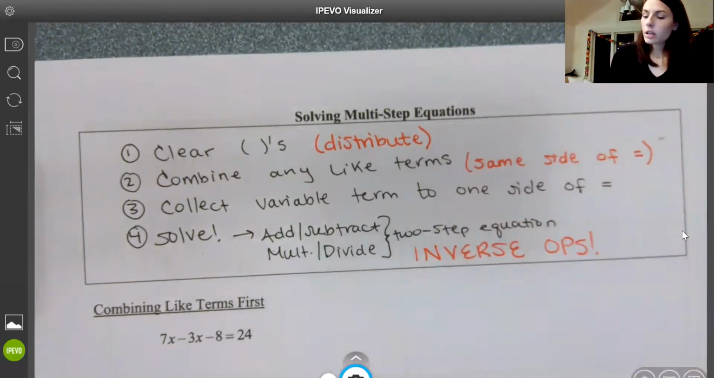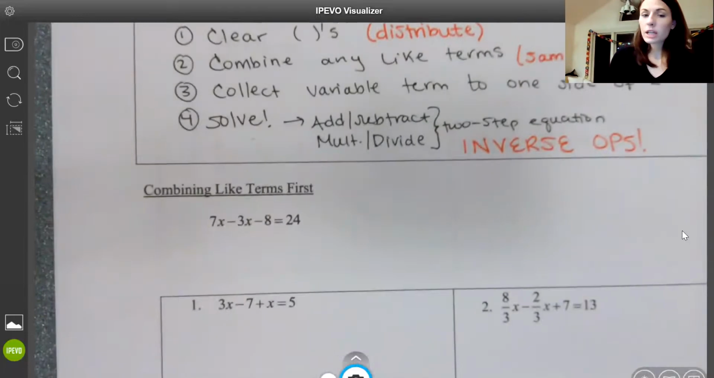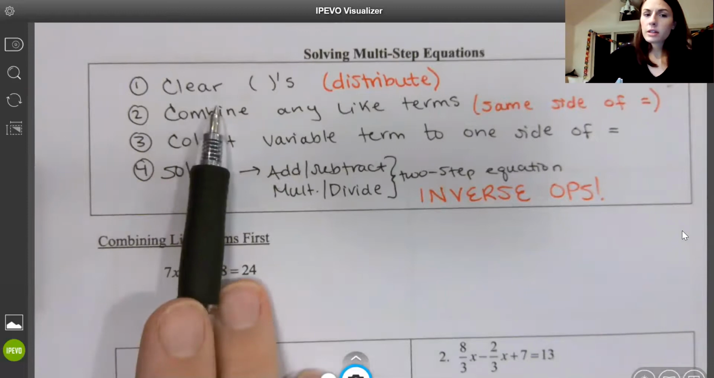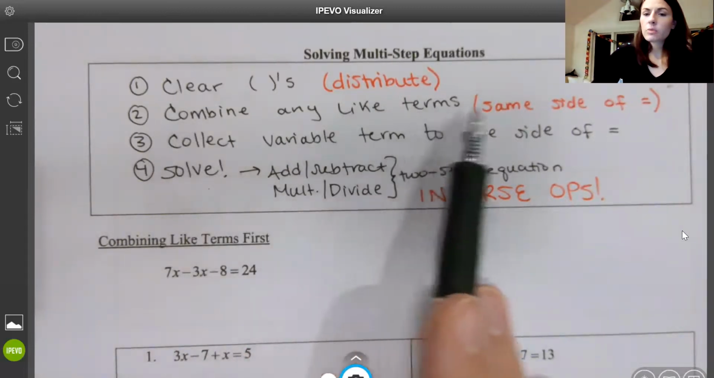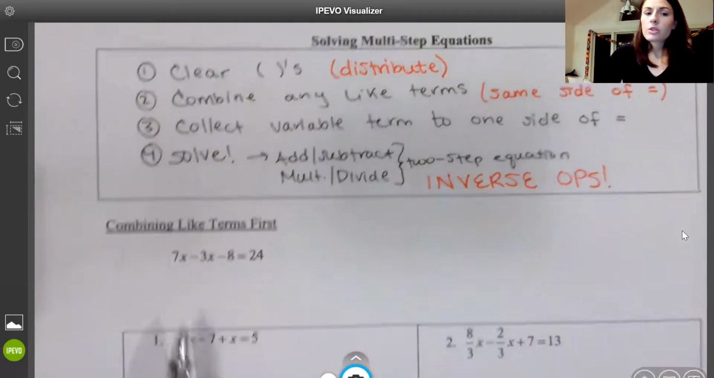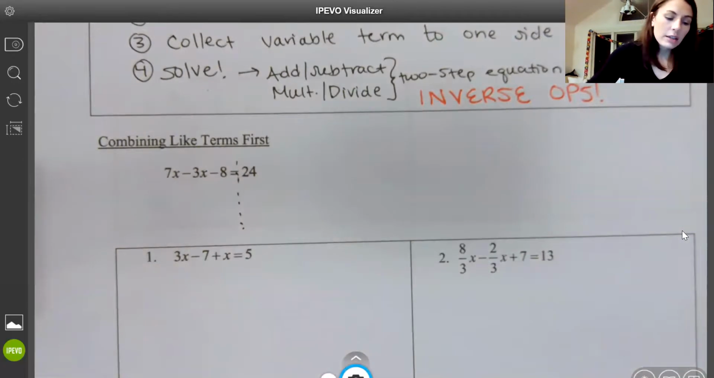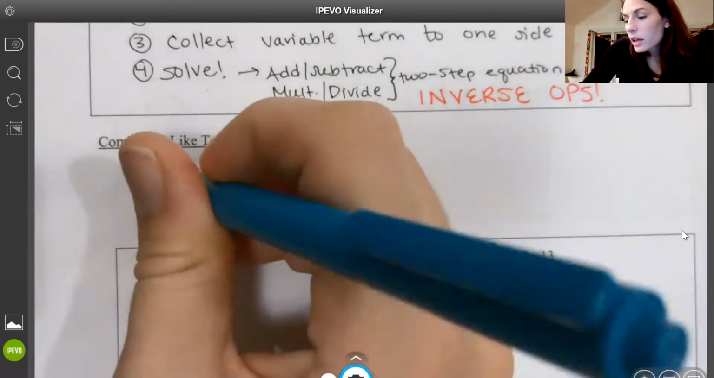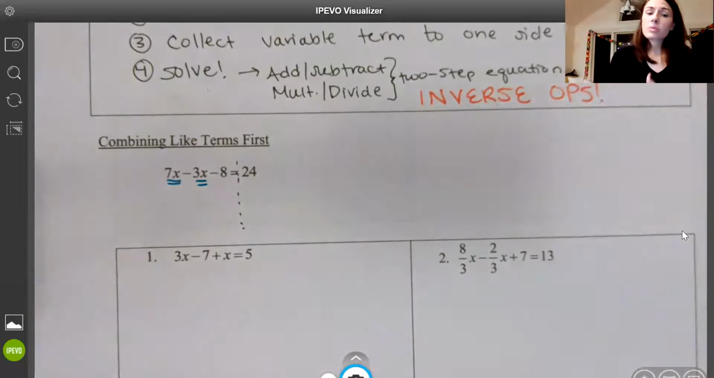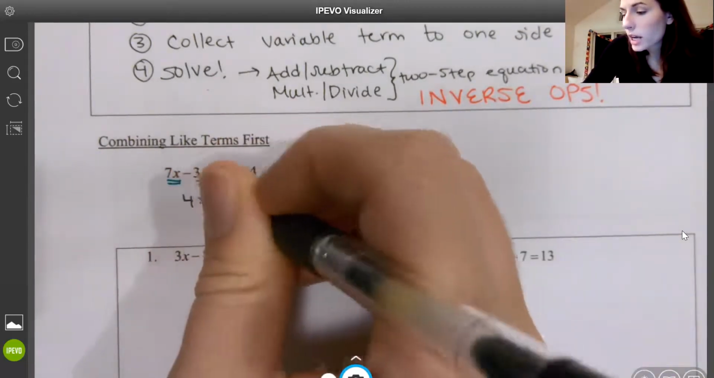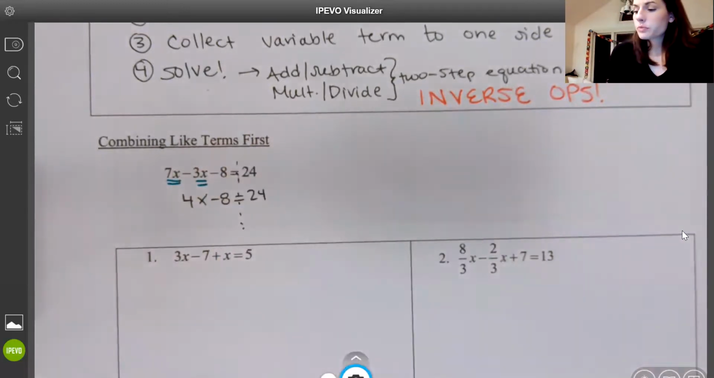So first, let's look at our example here about combining like terms. So if I go through these steps, there's no parentheses to clear. Step 2 is combine any like terms that are on the same side of the equal sign. So on this example, I have x's, I have 7x, and I have -3x, and they're on the same side of the equal sign. So first thing I want to do is I want to combine that so I have a single variable term to work with. So 7x take away 3x is going to give me 4x, subtract 8, equals 24.